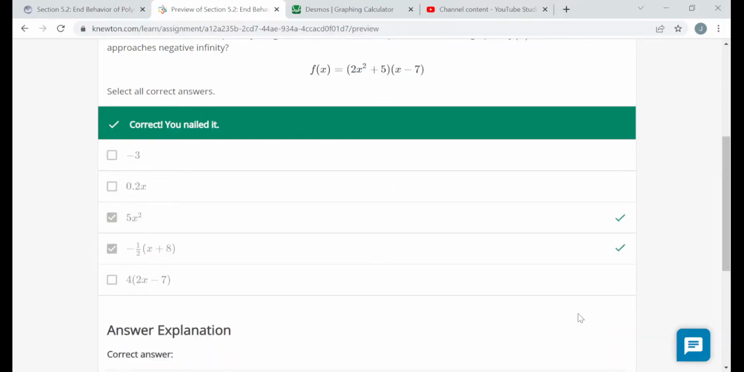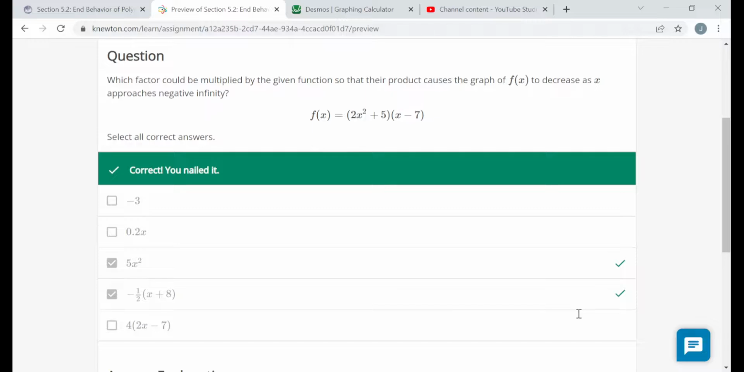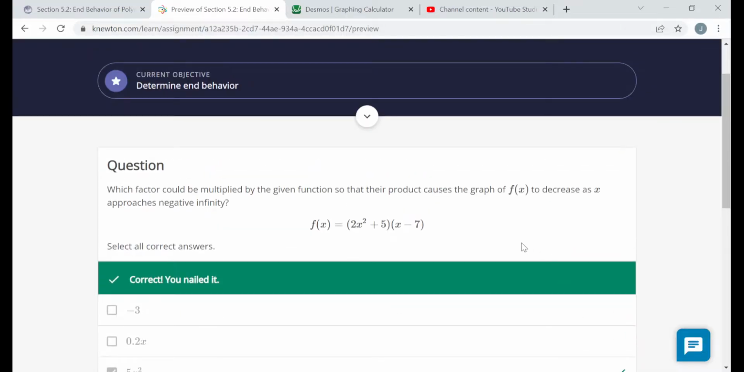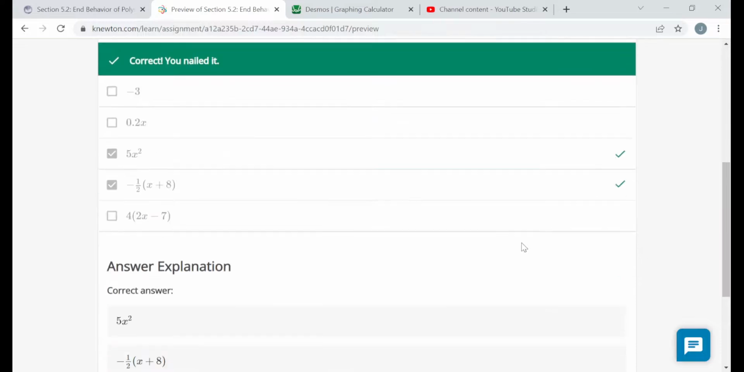Great. All right, so that was a little trickier because you had to do some real thinking. But again, the focus is on the lead terms, the highest powered terms of all the factors, because that highest powered term is going to determine your end behavior. That's going to dictate where the graph is going to be going as x approaches infinity or negative infinity, right? The far right end or the far left end. Wonderful.